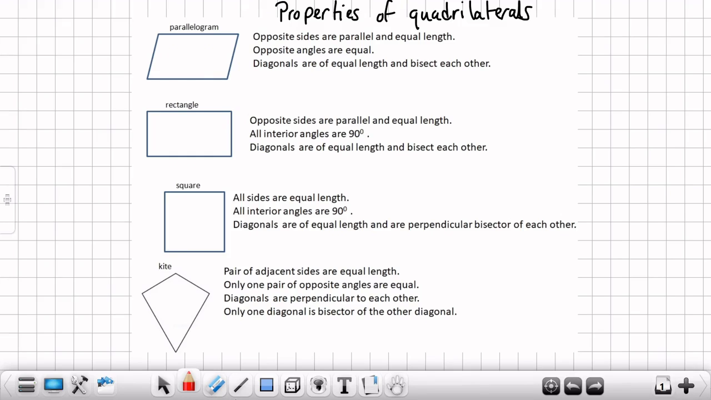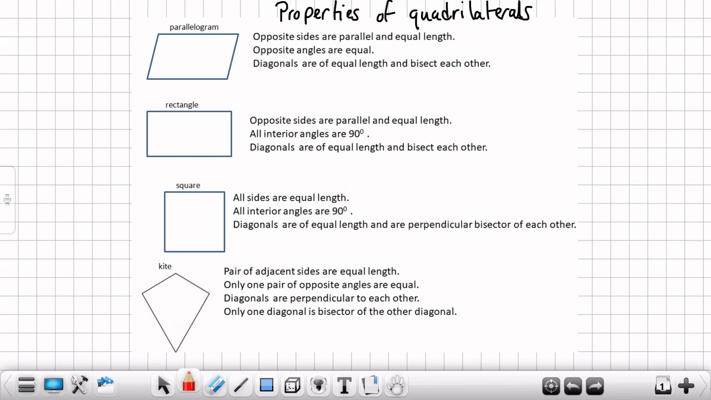In this video, I want to discuss properties of quadrilaterals. Quadrilaterals are any four-sided shapes. I've got four examples over here: parallelogram, rectangle, square, kite. The two quadrilaterals that I'm not going to discuss in this video are trapeziums and rhombuses.